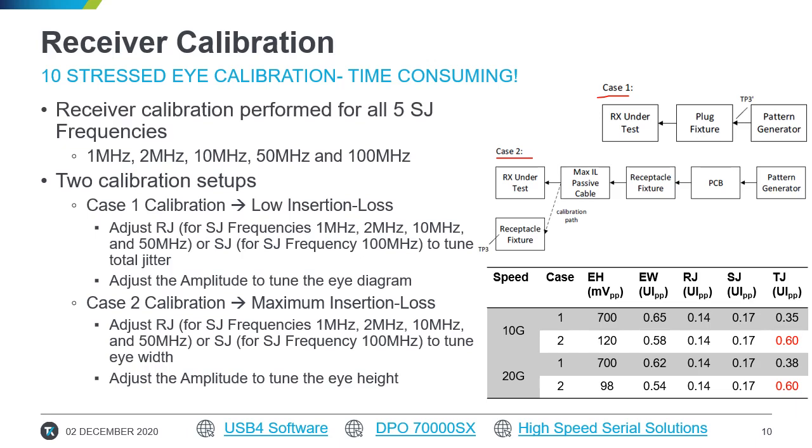If you have noticed, the total jitter targets are provided in the USB4 base specification for both case 1 and case 2. But if you look at the method in the USB4 CTS, we just fine tune the eye diagrams, but we actually don't measure the total jitter in case 2. So the eye adjustment is done using the RJ or SJ based on the SJ frequencies.